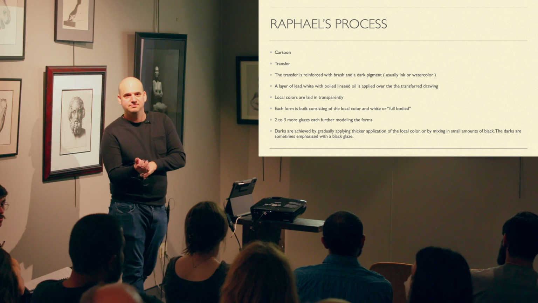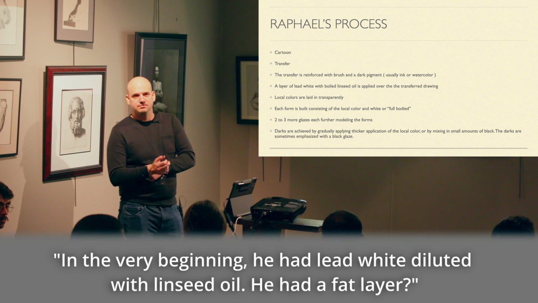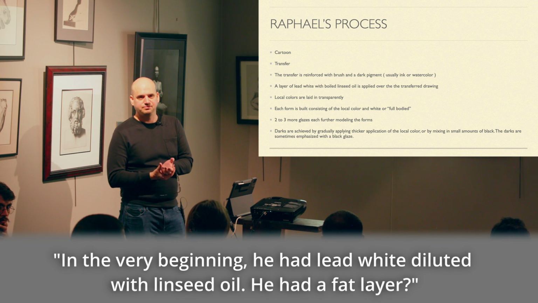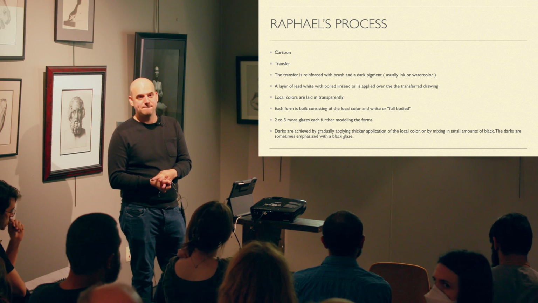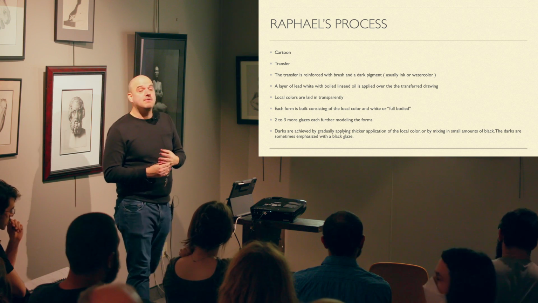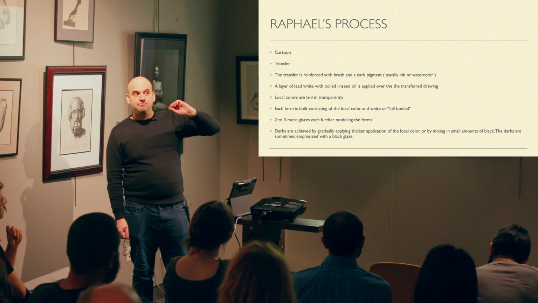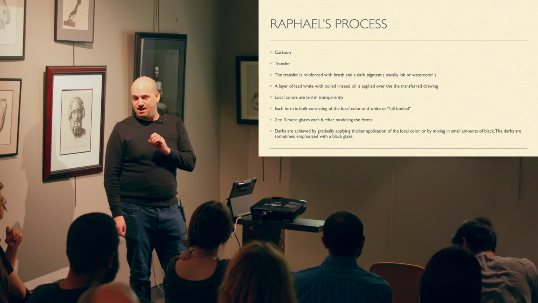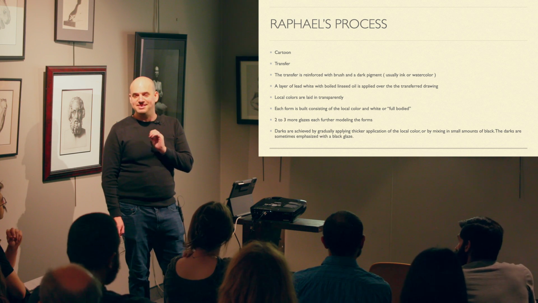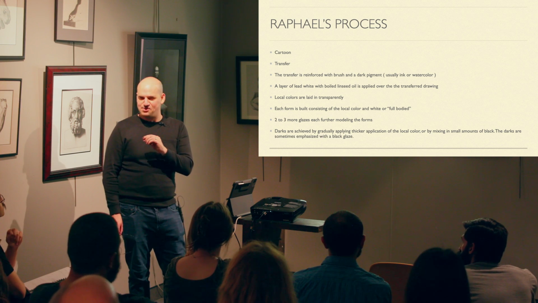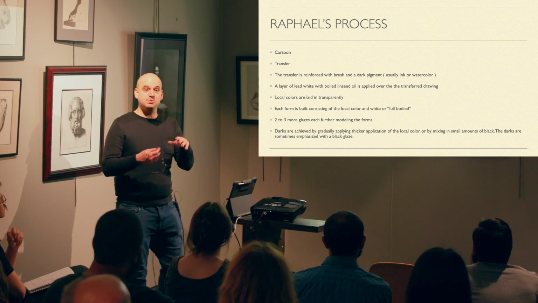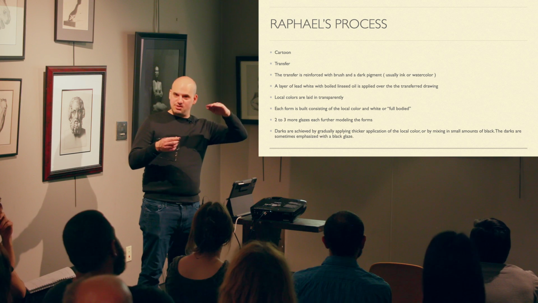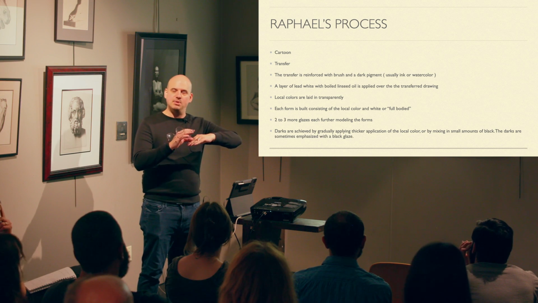The second question is, in the very beginning, he had that lead white diluted with linseed oil, so he had a fat layer. Yes, he did. That is tricky. Raphael violates fat over lean. I think in Italian it's called grasso sul magro, but I could be totally off the mark there. He does put oil-saturated layers first and then leaner ones on top.